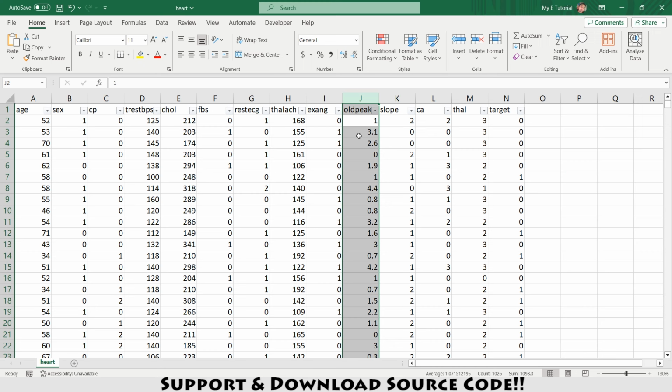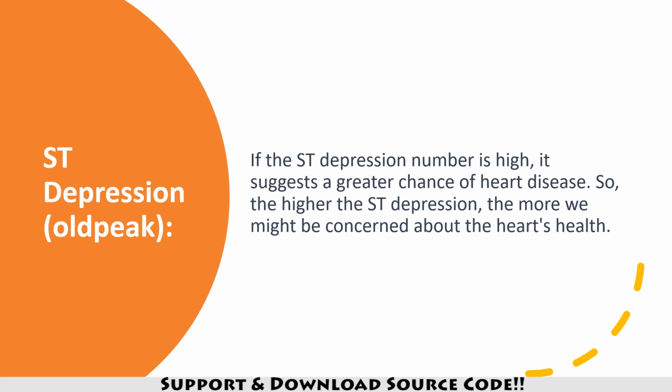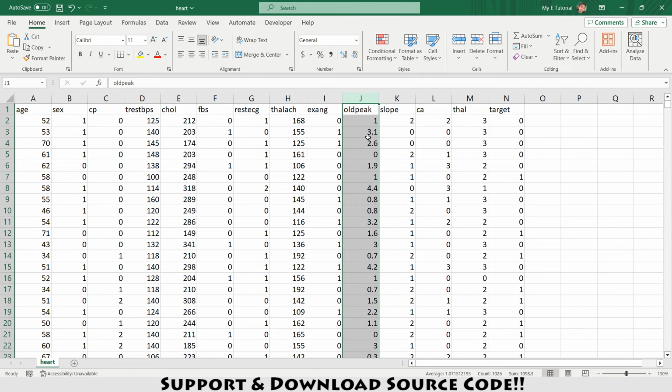The next one is OLDPEAK. Old peak means ST depression. If the value of ST depression is higher, that means there are high chances of heart disease. So as the number in this column gets higher, the chances of heart disease increase.